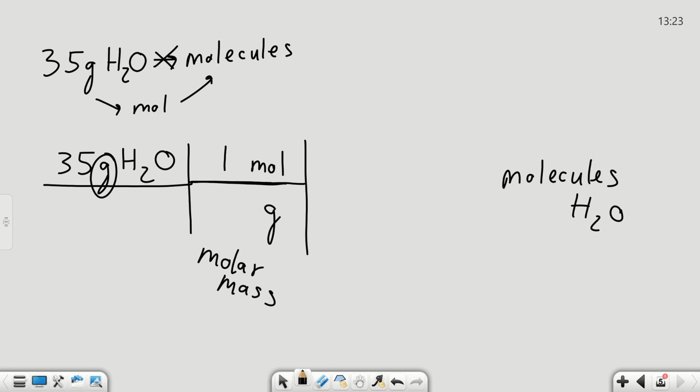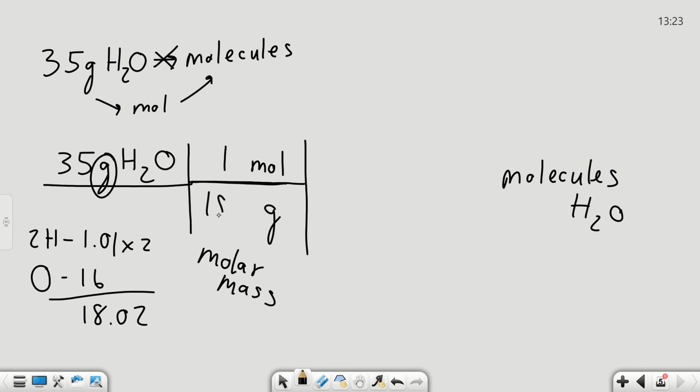But what would be the mass of water? Well, I have 2 hydrogens, and hydrogen is 1.01, I guess. We'll keep it as 1.01. All right. And then oxygen, we said was 16. So 1.01 times 2 is 2.02, plus 16 is 18.02. So that's what we put on the bottom.